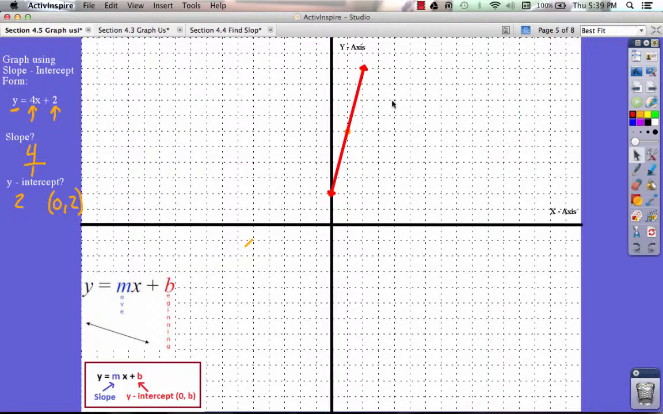This is the easiest method for graphing an equation, graphing using slope-intercept.